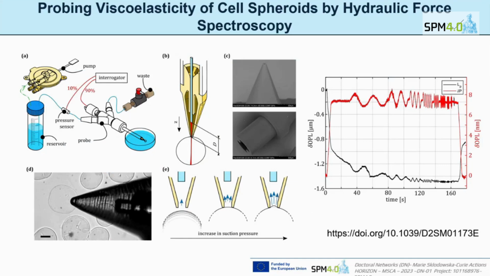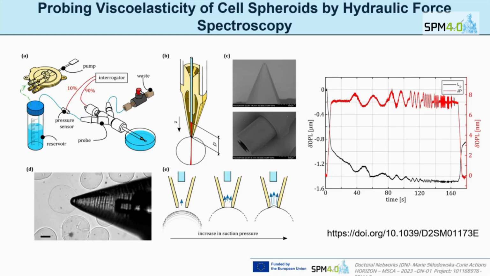Now I will show you a few examples of three-dimensional systems. So here we are examining viscoelastic properties first on the alginate beads to validate the new method.